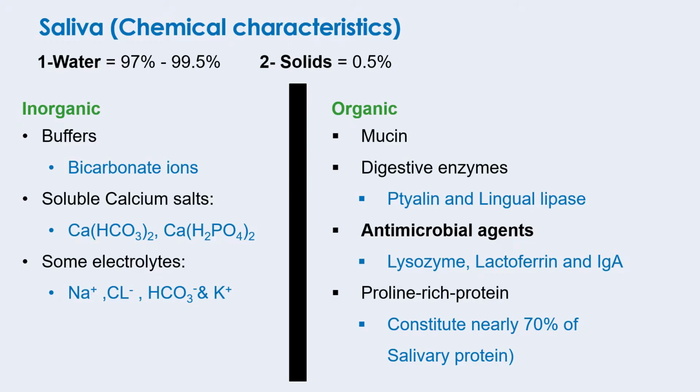And then proline rich protein is a substance which constitutes about 70% of the salivary protein, meaning of all the proteins present in the saliva. When we see the composition, we observe that proline rich protein constitutes about 70% of the salivary proteins, and it plays an important role.